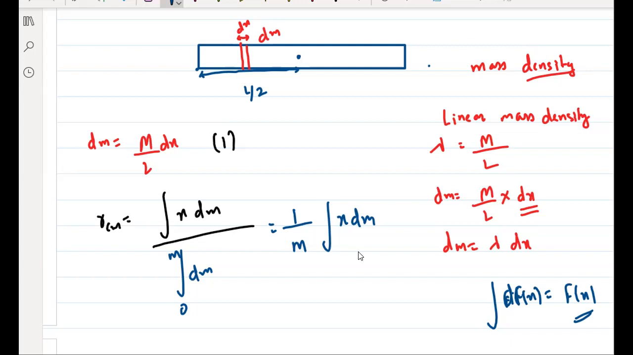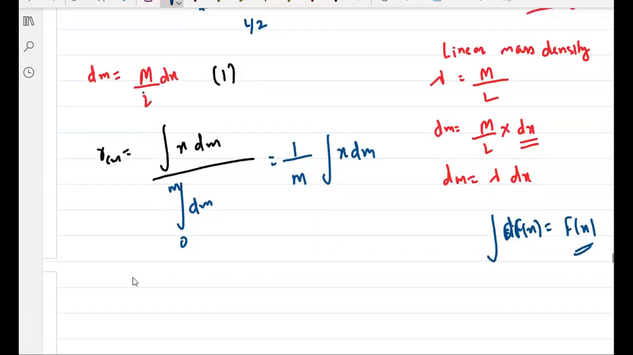Right? Because when you talk about changes, it depends on the independent variable. Here it is x, so I have to convert dm in terms of x. How? We used this, m by n. So our center of mass is equal to 1 by m integration of x. Now instead of dm, I will write m by l into dx.